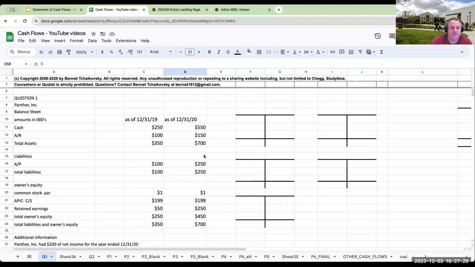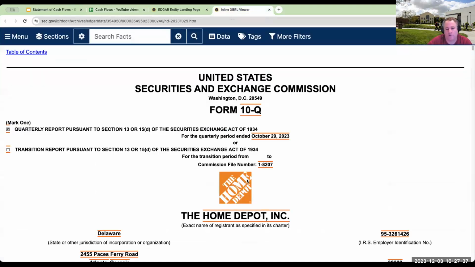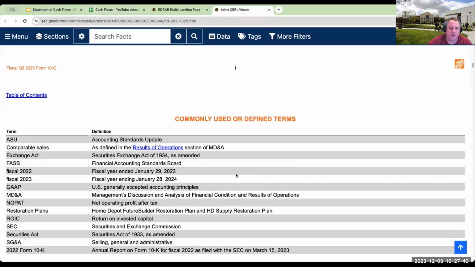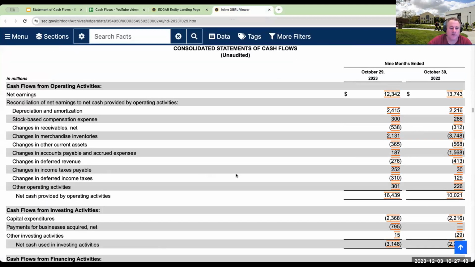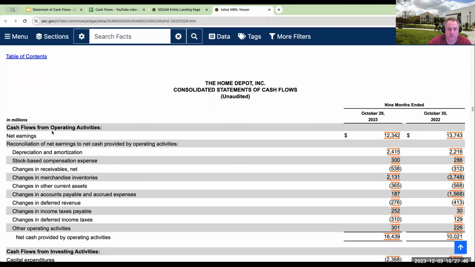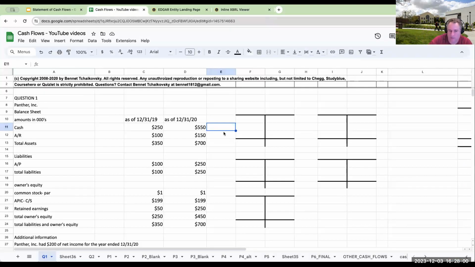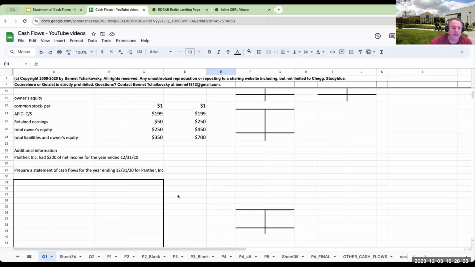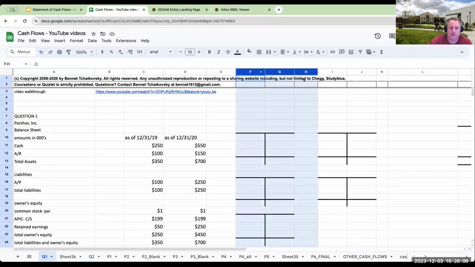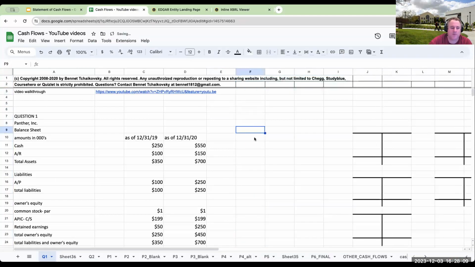So the first thing we're going to do is create something called the skeleton. What is the skeleton? If we look at our friends at the Home Depot, you'll see their statement of cash flows. They have cash flows from operating activities, investing activities, and financing activities. Most importantly, we need to figure out what happened to our cash. So let's go ahead and set up our skeleton.